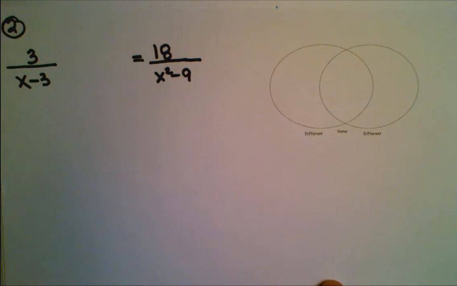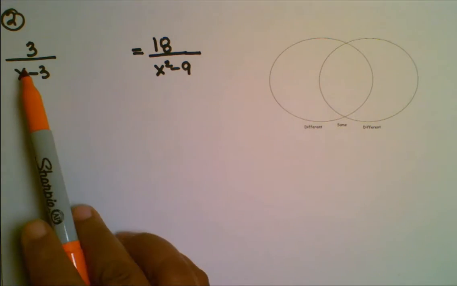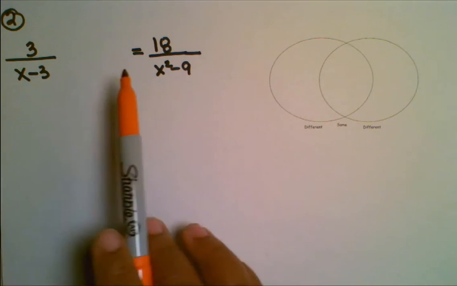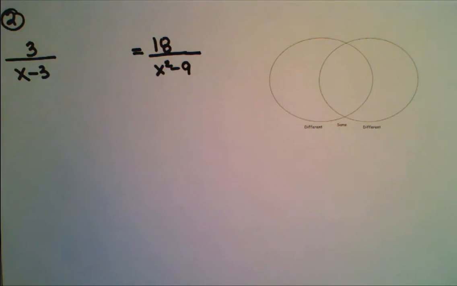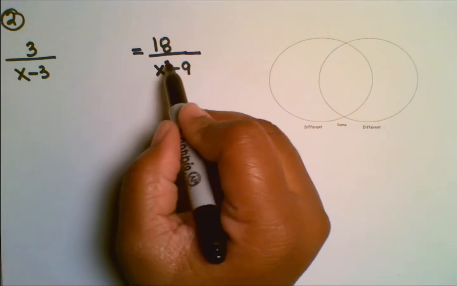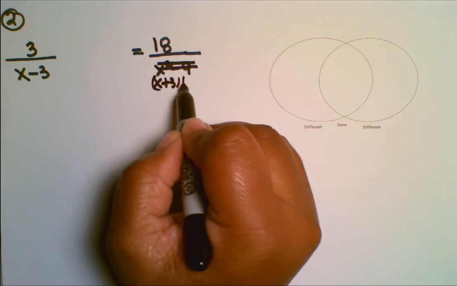Example 2. We have here 3 over x minus 3 is equal to 18 all over x squared minus 9. Now we factor that x squared minus 9, and then that will give us x plus 3 times x minus 3, so we can find the LCD.